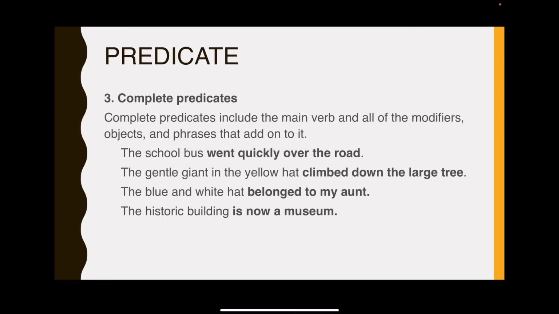Like the school bus went quickly over the road. We have the word went, and we also have an adverb, the word quickly, and over the road, that is the prepositional phrase modifying the word went. The gentle giant in the yellow hat, okay, again, climbed down the large tree. So we have a prepositional phrase to modify this, and also belonged to my aunt. It's not just the verb, but we have modifiers, and we have an object at the end of the sentence, right?